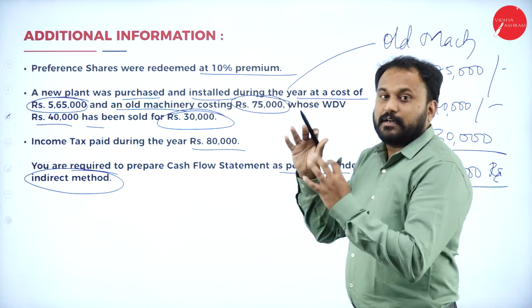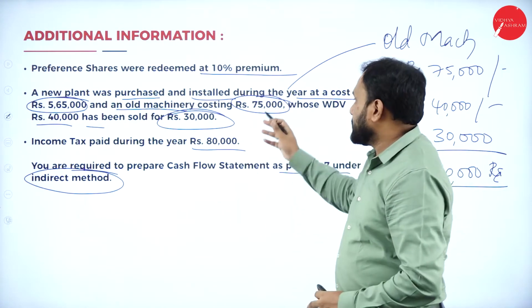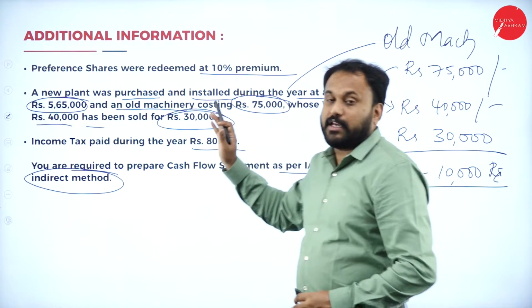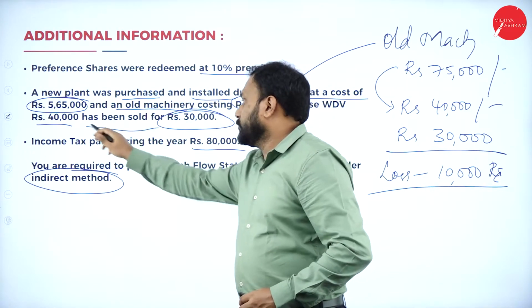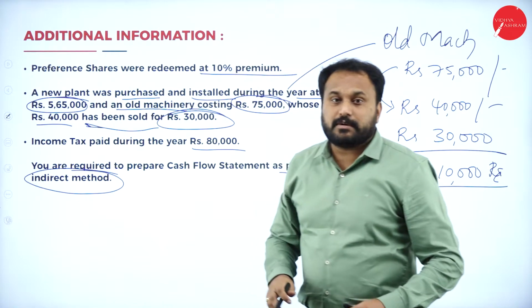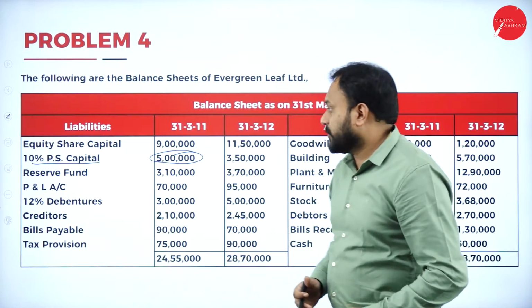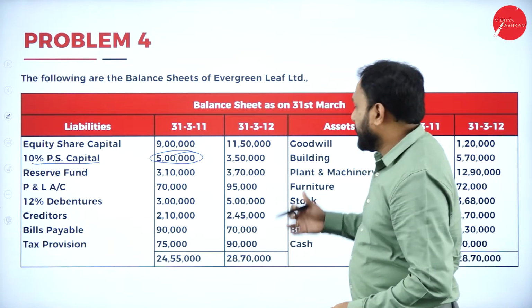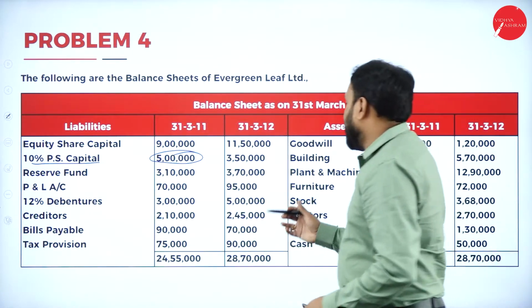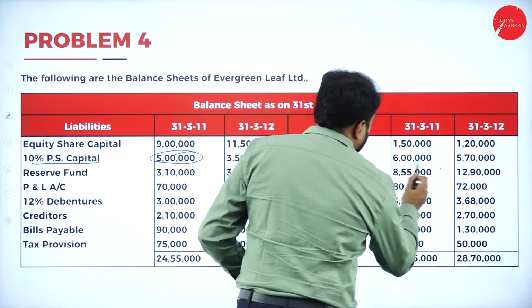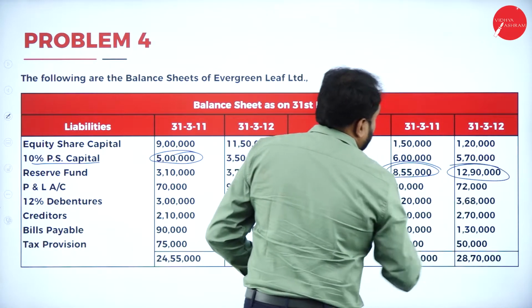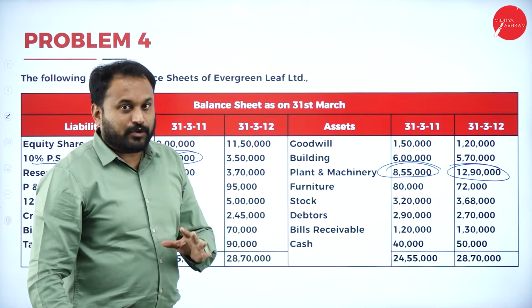You have an old machinery which is how much? 75,000, but you have actually sold it for 30,000, though the written down value was how much? 40,000. So we need to show the plant and machinery as a working note. So let's go with the plant and machinery, that is on the asset side. Whenever you go with a working note, if you know which is the opening and which is the closing, that would be better.